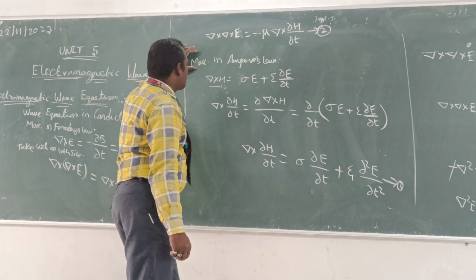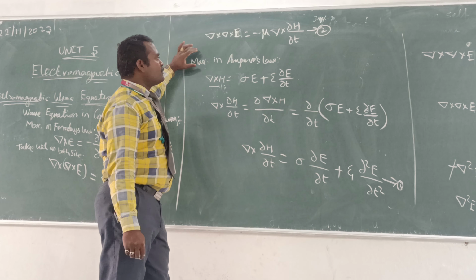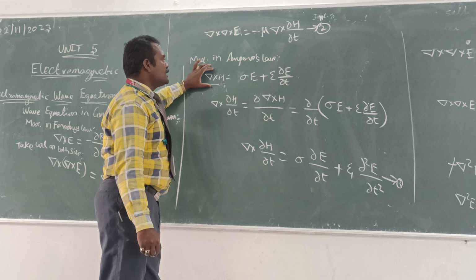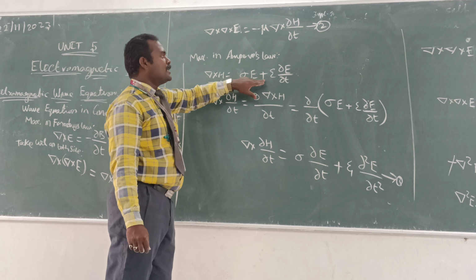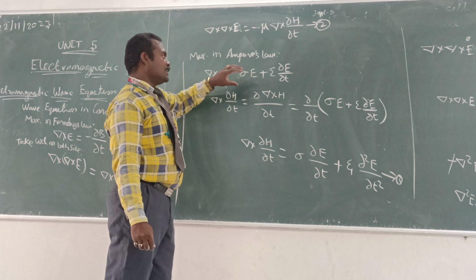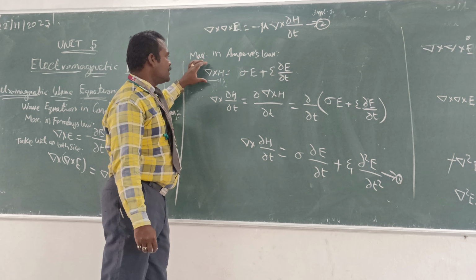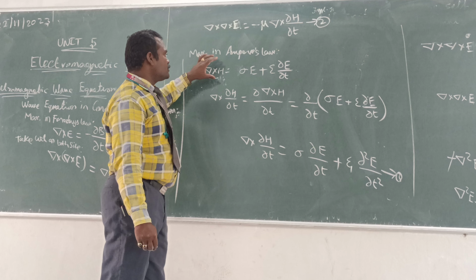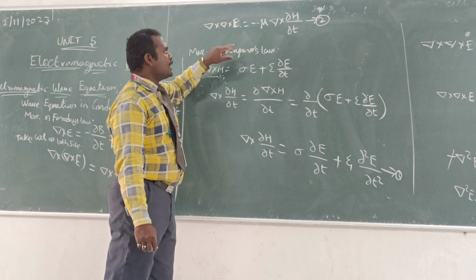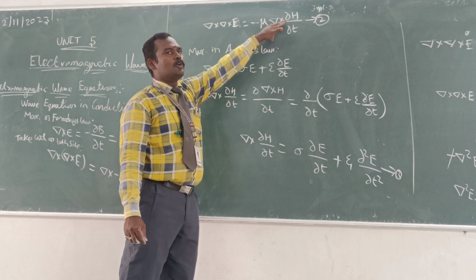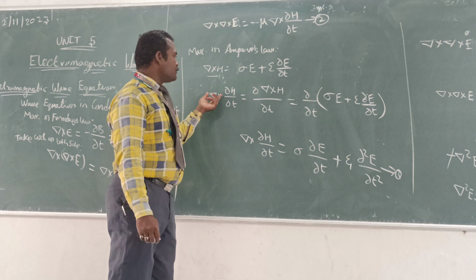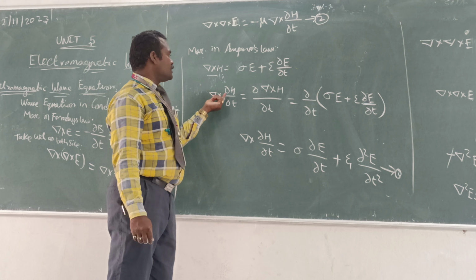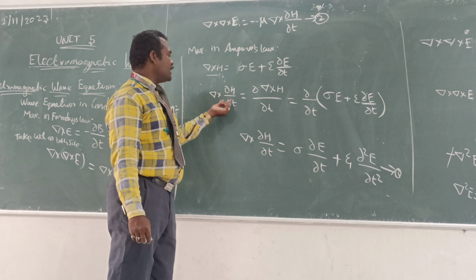Here you can consider Maxwell's equation from Ampere's law, that is del cross H equals sigma into E plus epsilon into dou E by dou T. That was the actual expression taken from Ampere's law. Because equation 2 has dou H by dou T, you need to differentiate both sides. There is a partial differentiation on the LHS side, dou H by dou T.